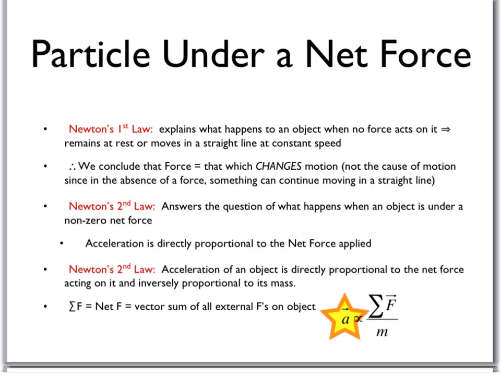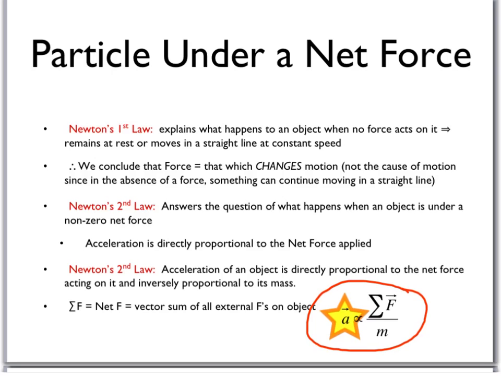So Newton's second law basically answers that question of what does happen when an object is under a non-zero net force. And essentially what we see is that acceleration is going to occur. It's not going to continue at a constant velocity anymore, but that velocity is going to change when that force is there. So you have an acceleration, and that acceleration is going to be directly proportional to the net force that's being applied. Newton's second law would then state that the acceleration of an object is directly proportional to the net force acting on it and inversely proportional to its mass. We can see that in the equation that we have written down here.